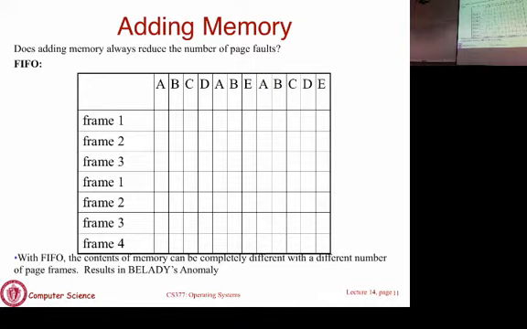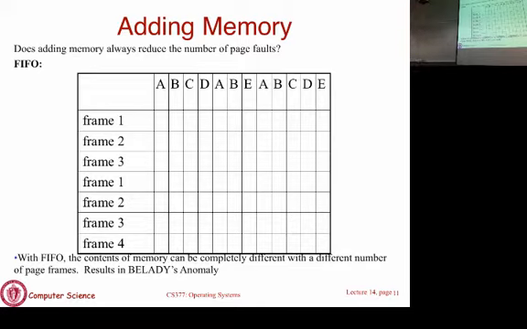Okay, so what happens next? A is a page fault. We just evicted A. And the oldest page is B. So now you have E, A, C, D. Right? Next up is B, that's also a page fault. A, B, D.